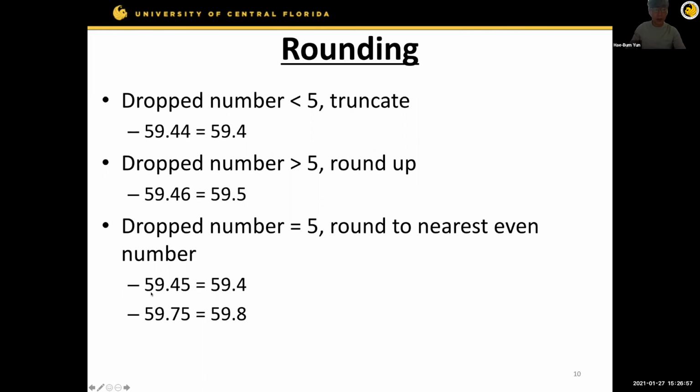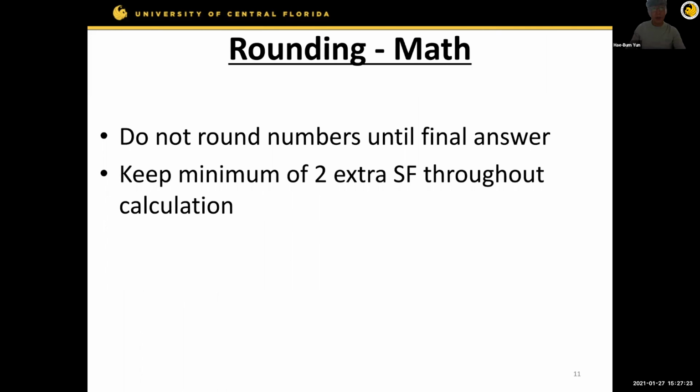So when you have 59.45, and this is a 5, right? Then what is the nearest even number? 4. And when you have 59.75, the nearest even number is 8. So 59.8 should be the answer. When you do the rounding, do not round the numbers until the final answer, and keep a minimum of 2 extra significant figures throughout the calculation.